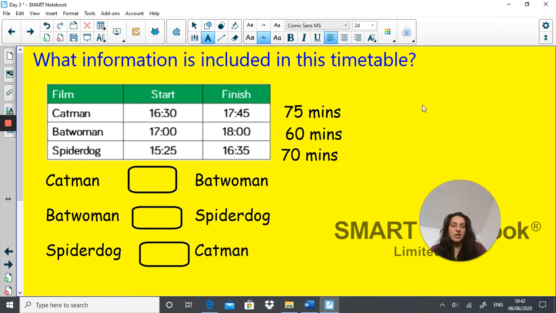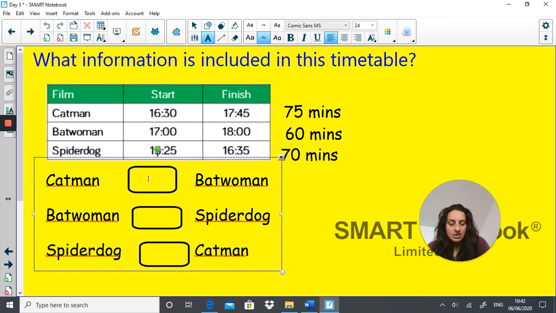This is going to help us because we've worked out the elapsed time. Rather than me going straight to this and trying to work it out, I've just put in what the time durations are. So Catwoman, at 75 minutes, is longer than Batwoman, isn't it? Because 75 minutes is bigger than 60. So here we can say Catwoman is greater than Batwoman. Batwoman, which is 60 minutes, compared to Spy Dog. So Batwoman is less than Spy Dog, and then comparing Spy Dog with Catwoman, Spy Dog is less than Catwoman.